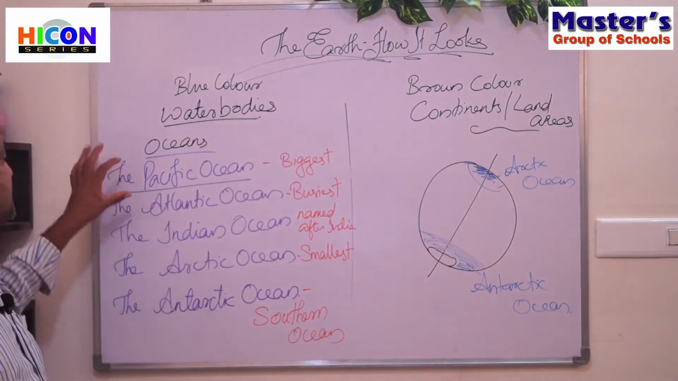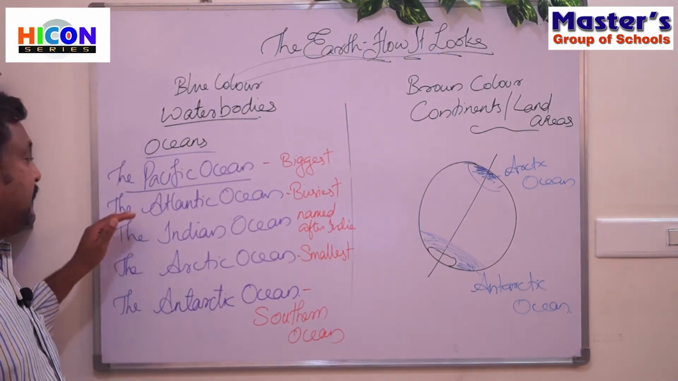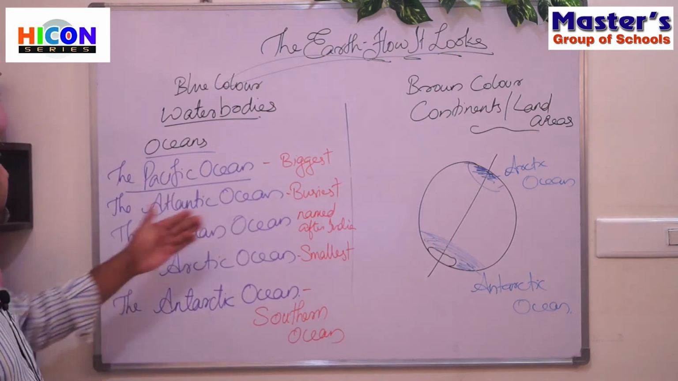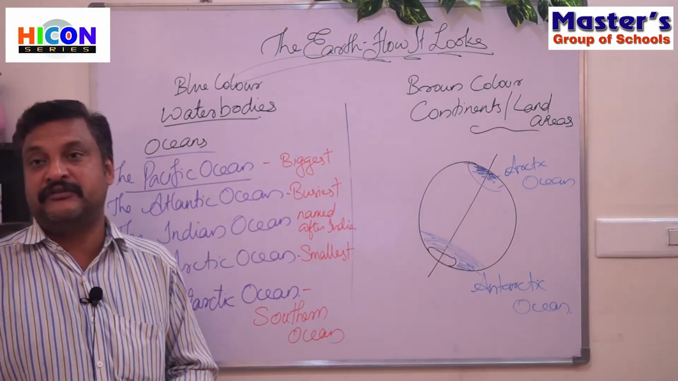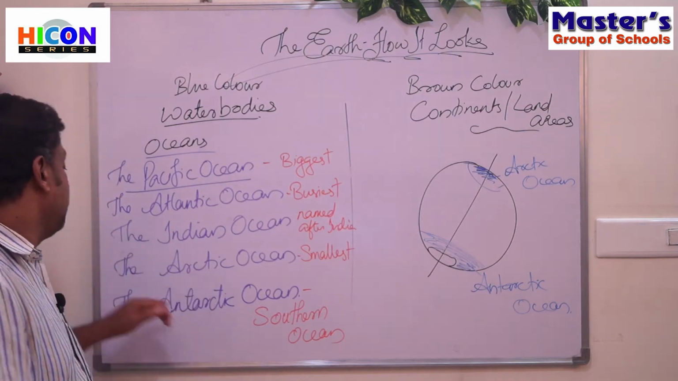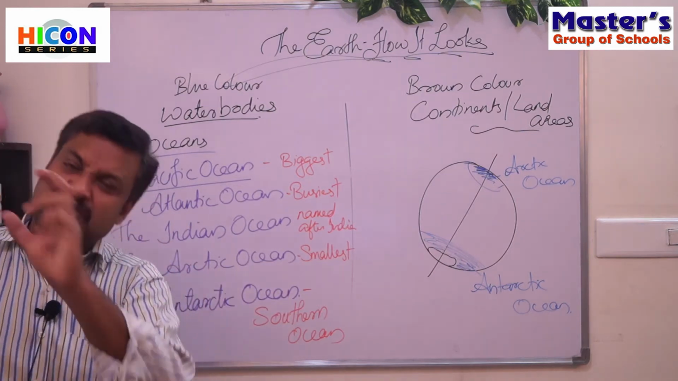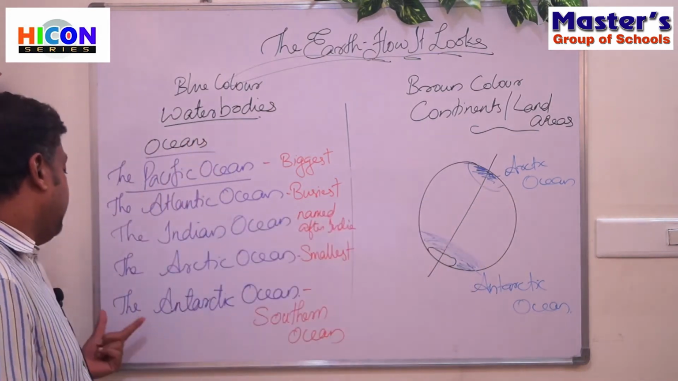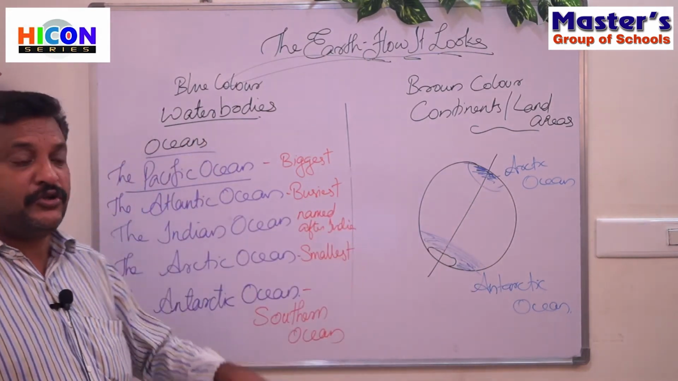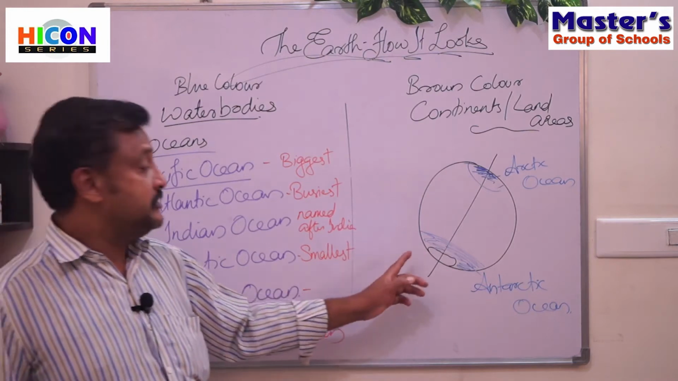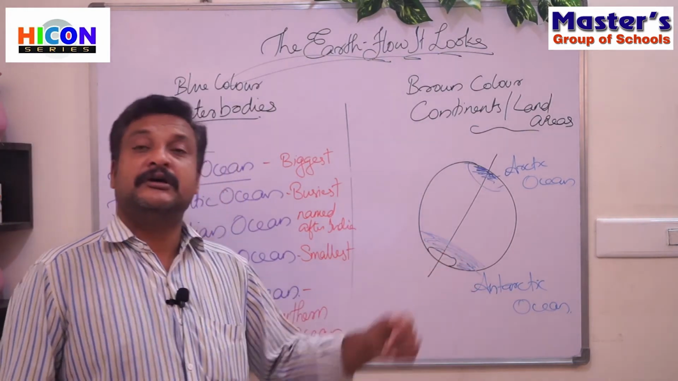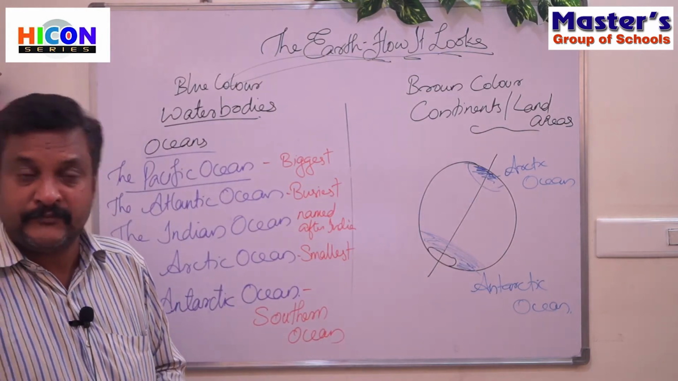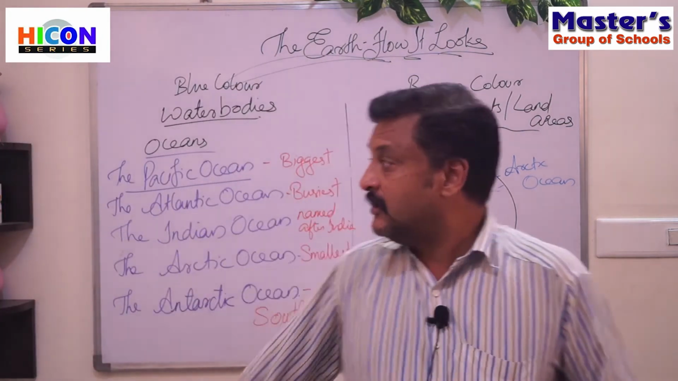The biggest ocean is the Pacific Ocean. The Atlantic Ocean is the next one, known as the busiest ocean. The Indian Ocean is the only ocean named after a country. The Arctic Ocean is the smallest ocean, located near the North Pole. The Antarctic Ocean is also known as the Southern Ocean, found around Antarctica. Got it? I'll read it again.